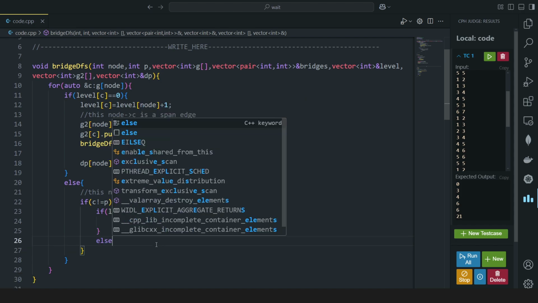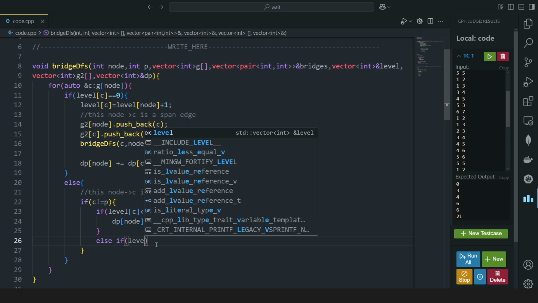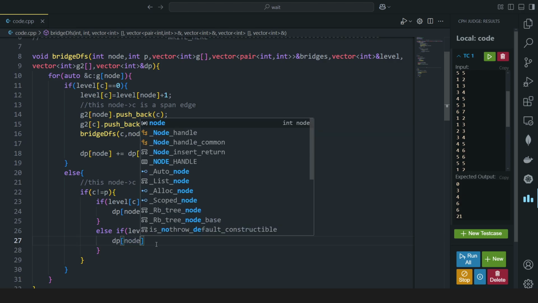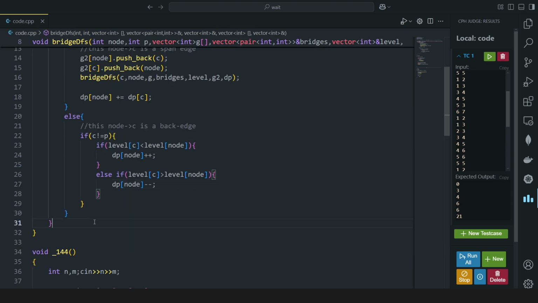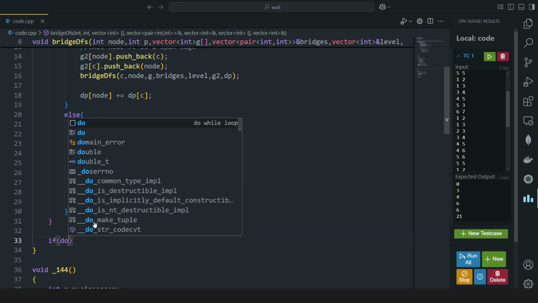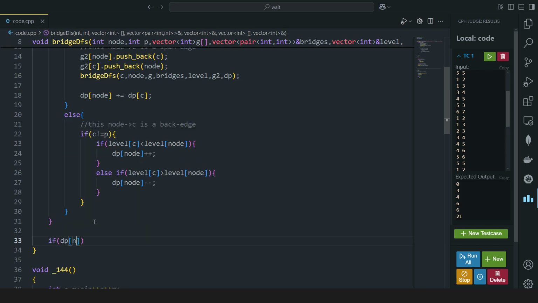If it is not the case, that is if the level of C was instead greater than the level of the current node, we'll say that the DP of node minus minus. And after this has been done, I will just check if the DP of this current node is equal to 0 or not. If it is equal to 0, it means that there is no back edge that will help in connecting the U, that is the current node, to its parent via some back edge.